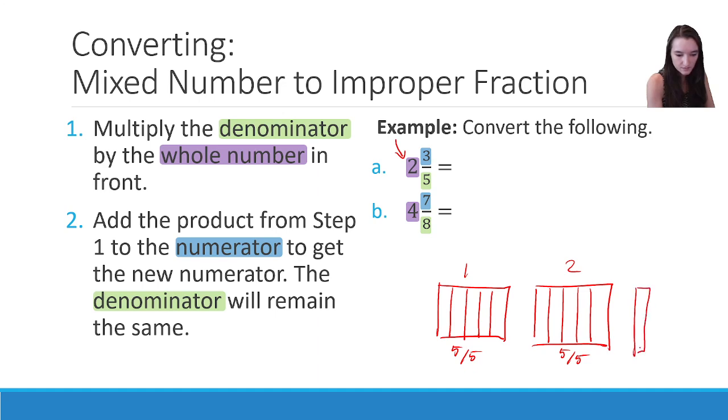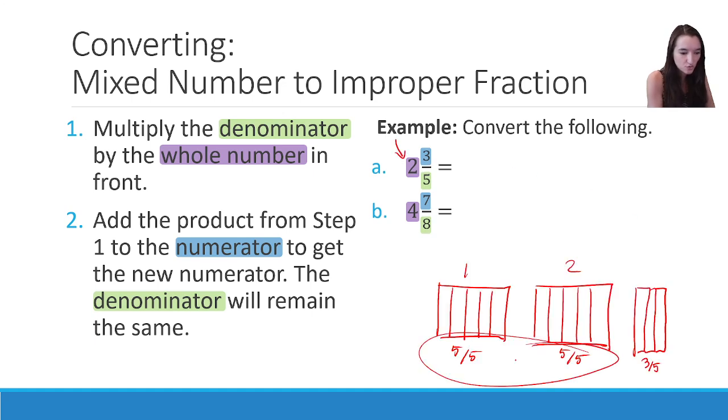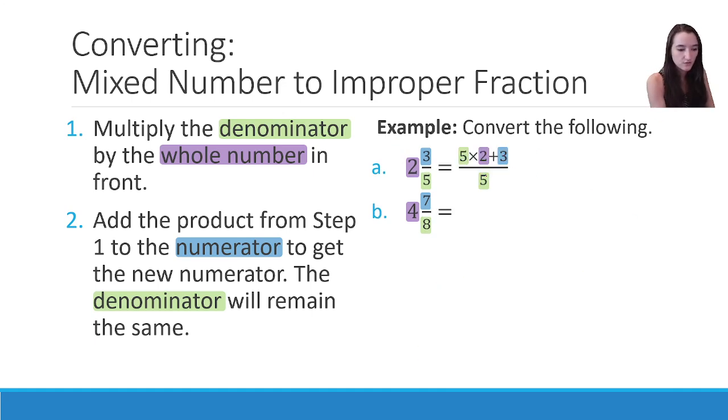Let's pretend these are approximately the same size as what I was drawing. The 3 more fifths. So our answer, we can see visually, is going to be 10 fifths plus 3 fifths for a total of 13 fifths. But let's see that arithmetically. Essentially we get 5 times 2, which is where I'm getting this 10 fifths, because it's 2 groups of 5 fifths. So 5 times 2 is 10, plus 3 more, for a total of 13 fifths.